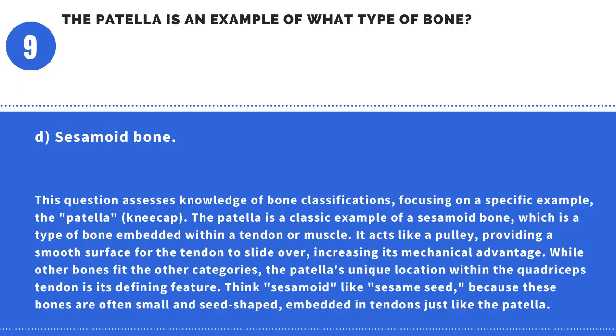The patella is a classic example of a sesamoid bone, which is a type of bone embedded within a tendon or muscle. It acts like a pulley, providing a smooth surface for the tendon to slide over, increasing its mechanical advantage. While other bones fit the other categories, the patella's unique location within the quadriceps tendon is its defining feature. Think sesamoid like sesame seed, because these bones are often small and seed-shaped, embedded in tendons just like the patella.